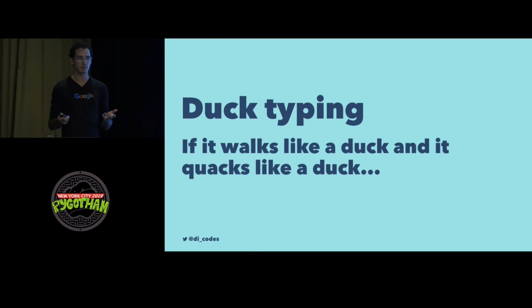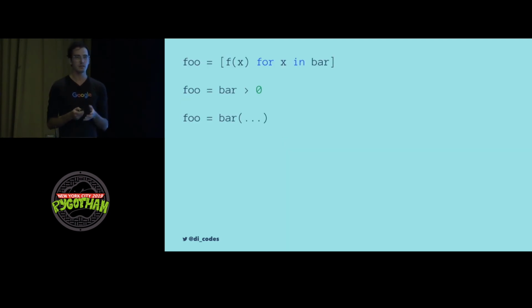In Python, what we do is called duck typing, which means that if it walks like a duck and quacks like a duck, it is probably a duck. So basically, how we use a variable or function in Python determines what we might interpret its type to be. For example, in this first line here, I'm setting foo to be f of x for x in bar. So we could probably reasonably assume that bar is an iterable. Maybe it's a string, maybe it is a list or something similar, a set.